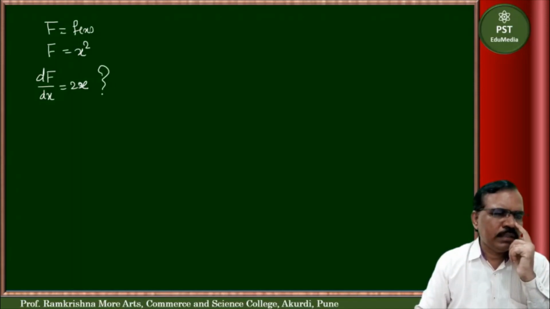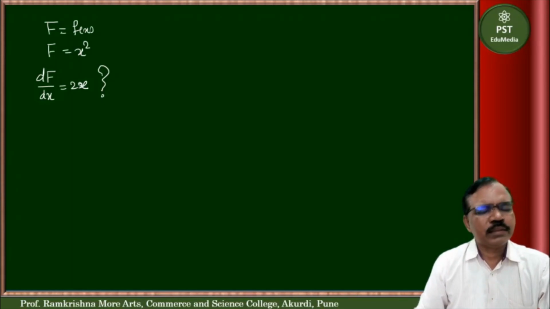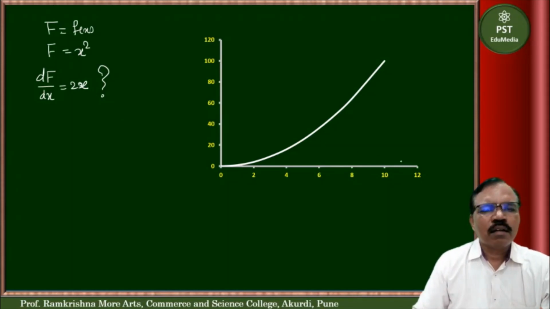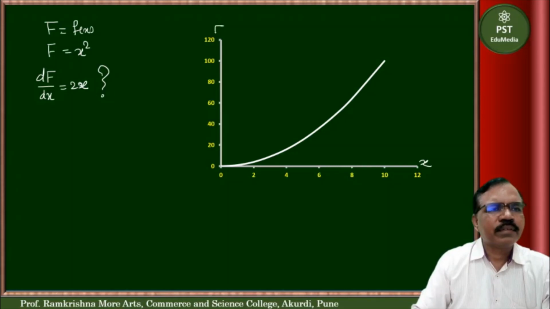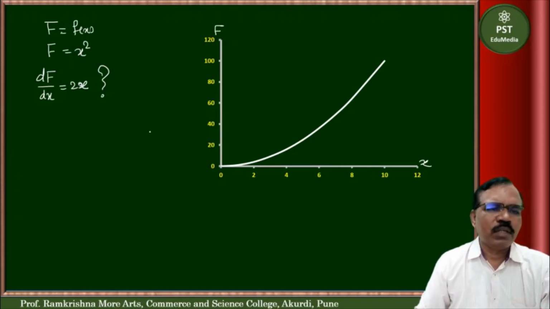So why is it 2x? Now I will explain this. So if we plot graph of x versus f, this graph will be parabolic graph.